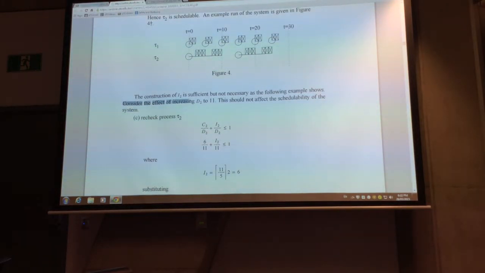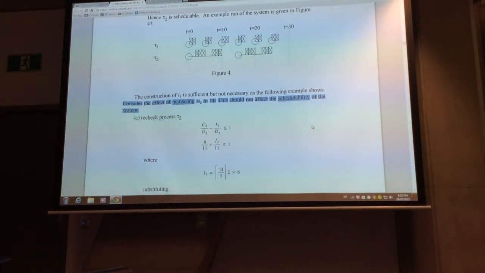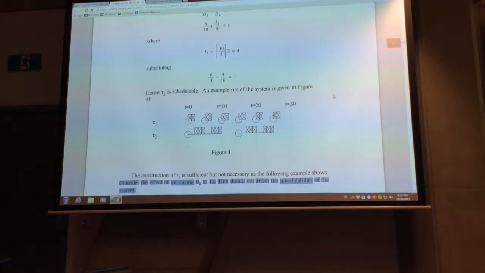Consider the effect of increasing D2 to 11. This should not affect the schedulability of the system. And how can he say that with so much reassurance? He's just modified the example that we worked through and said this should still work. How can he say that? Consider the effect of increasing D2 to 11, this should not affect the schedulability of the system. Why is that statement justifiable?